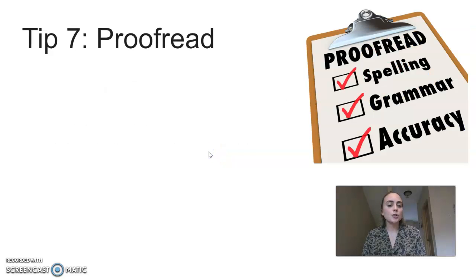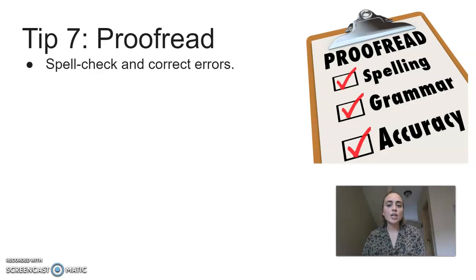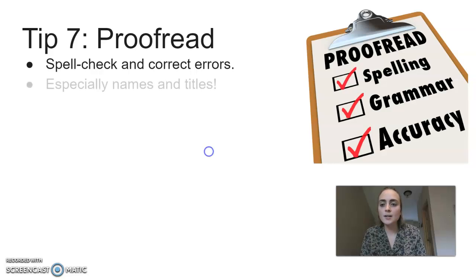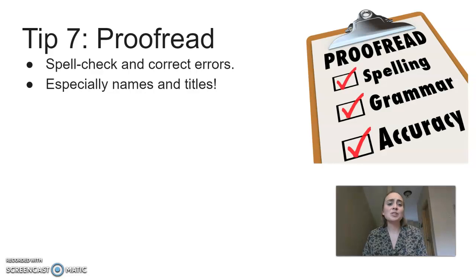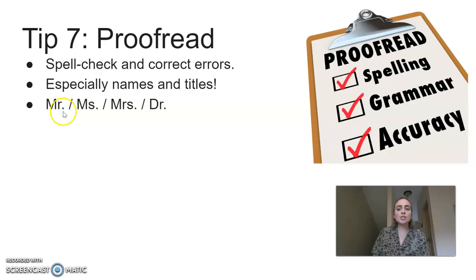Tip number 7 is make sure you proofread. So spell check and correct errors. If there are words that have little red squiggly lines under them, make sure you correct your spelling or correct your error. Proofread names and titles. So it's really common that people misspell names, and that is a great way to lose some respect or just have the person who's receiving the email feel a little bit annoyed. And then make sure you're using the correct title. Does your teacher go by Mr. or Miss or Mrs. or Doctor? And if you don't know, just go ahead and ask them.